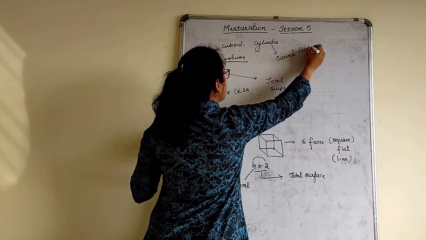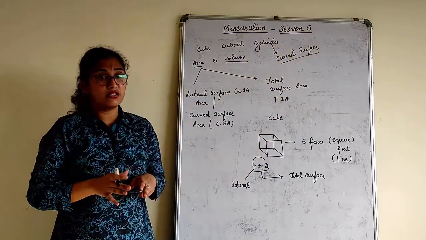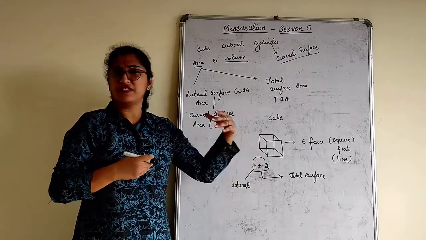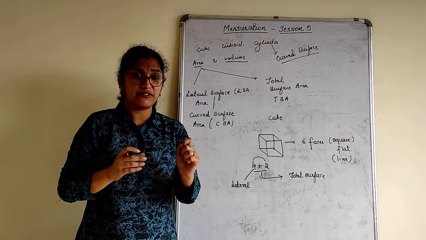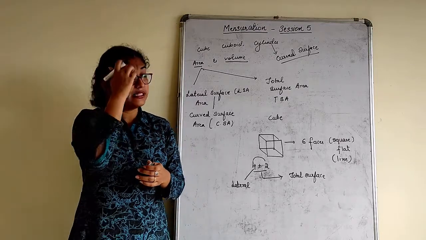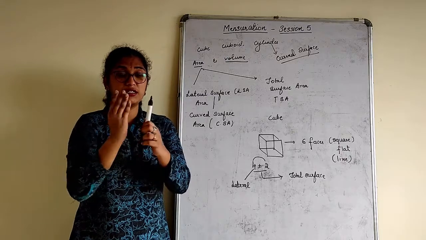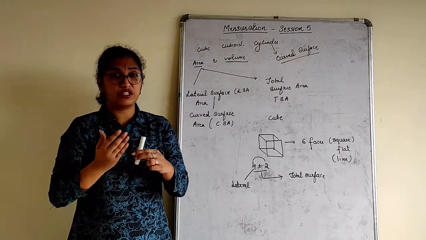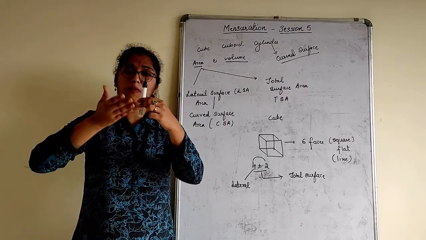Did you understand the meaning of curved surface and lateral surface? A cube and a cuboid will both have a total surface. A cube and a cuboid have a lateral surface since they have line segments, and a cylinder has a curved surface because it is circular. So how many surfaces does a cylinder have? First of all, one curved surface, and 2 circular surfaces, top and base.